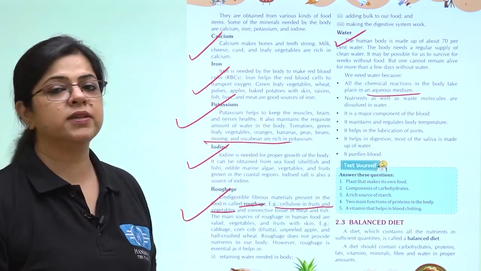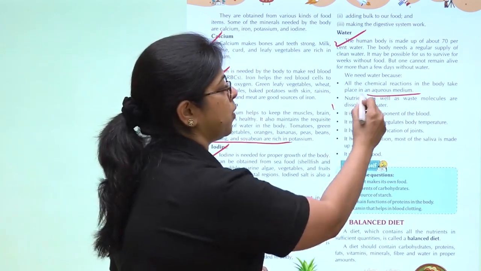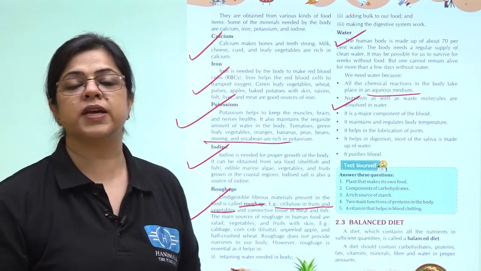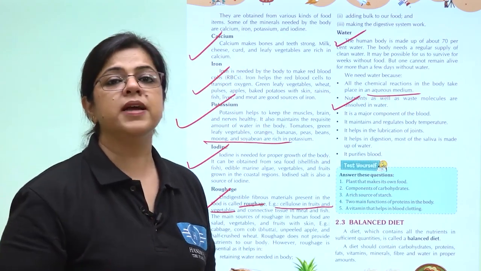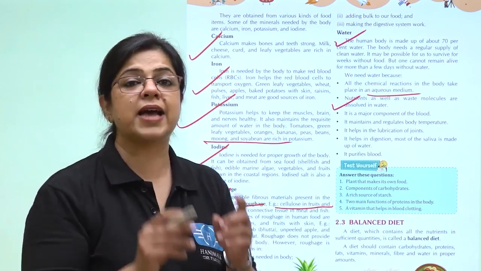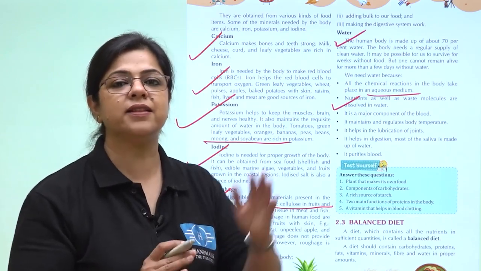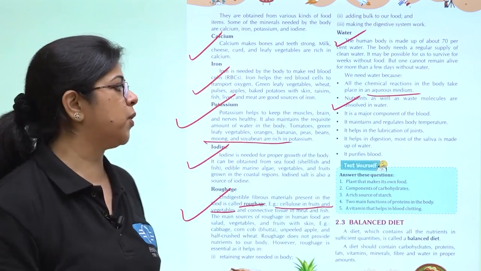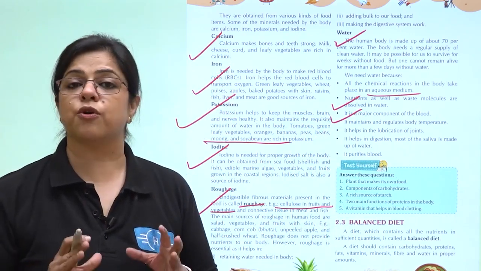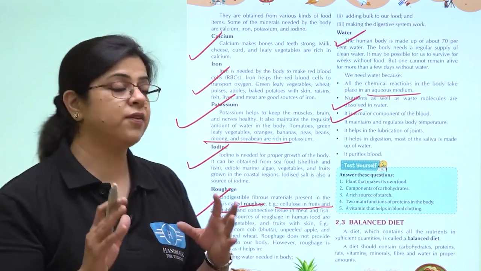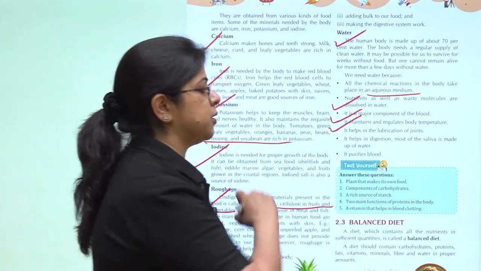The second important thing is that all the nutrients in our body are very well dissolved in water, as well as the waste material. So water helps in the absorption of nutrients and it also helps in discarding the waste material out of the body. Water also happens to be the major component of blood. It also helps in regulating body temperature.